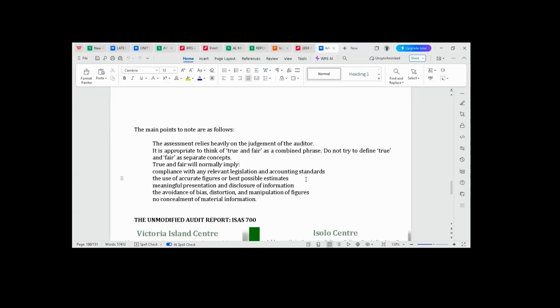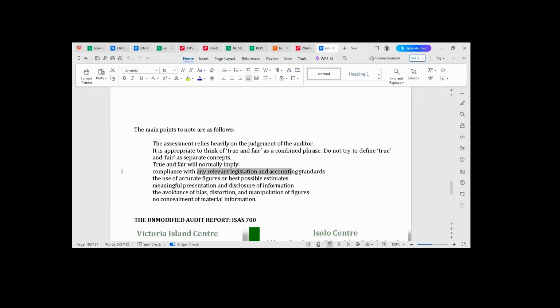So when you come across the phrase true and fair view in an auditor's report, what we want to discuss now are the possible meanings of that phrase. Number one, when you hear true and fair view, it means that the financial statement presented to the auditor complied with what?